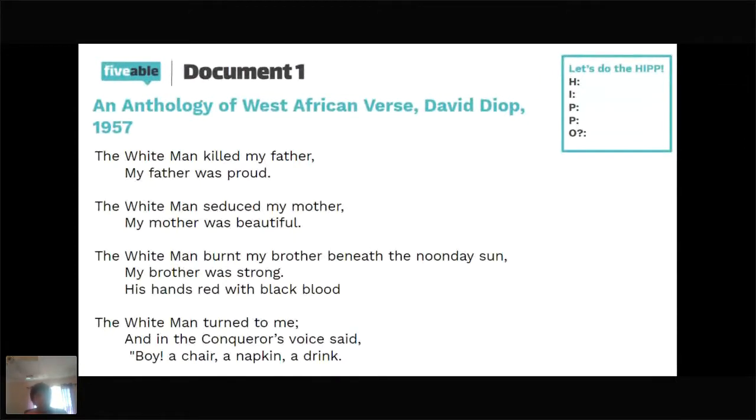By the way, people make the mistake of looking at the year and thinking, I know what this is about. This is a secondary source. So the 1957 is not about this verse, but it's when an anthology was compiled.